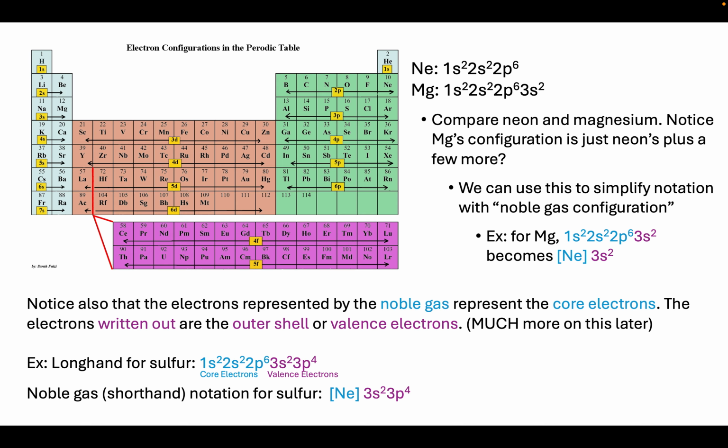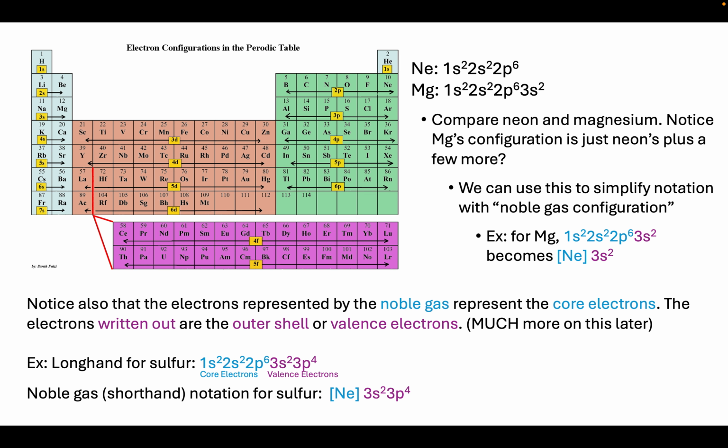You can just do the chemical symbol for the previous noble gas. Remember, those are the ones on the far right, in brackets, not parentheses, in brackets. And then you just write out the configuration for the quote extra electrons that make it different from neon. So you can just compare those two.